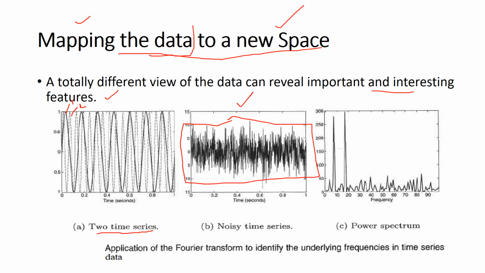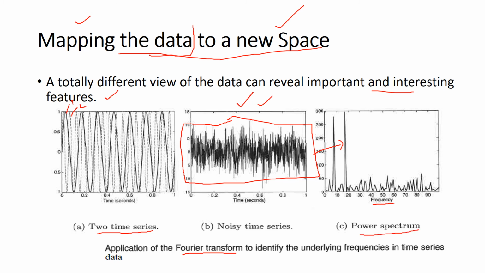So therefore, what we are going to do now is apply a Fourier transformation to the time series. The time series is going to be transformed into a new space, into a frequency series, a frequency spectrum. This is what is called a power spectrum.